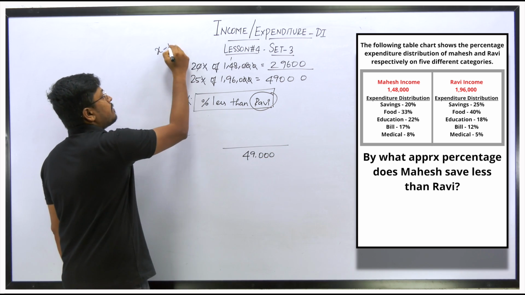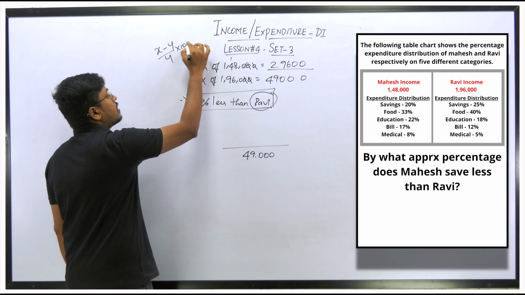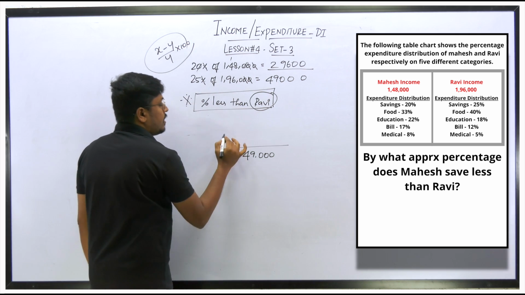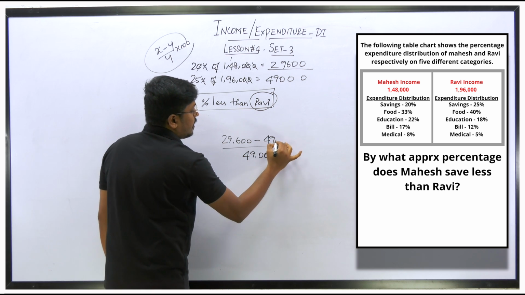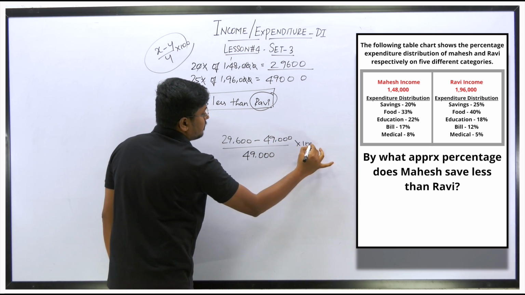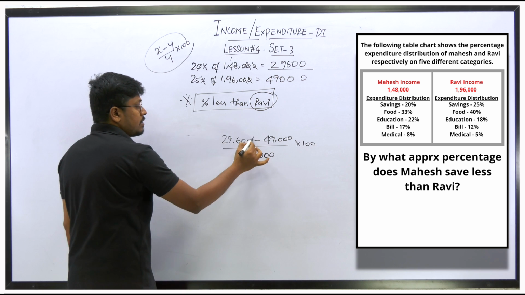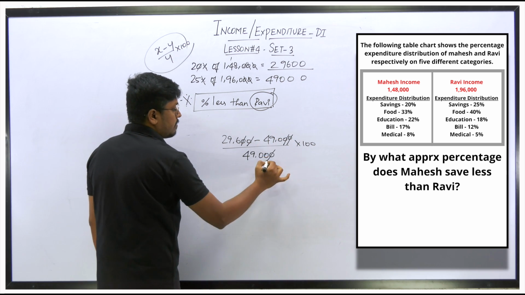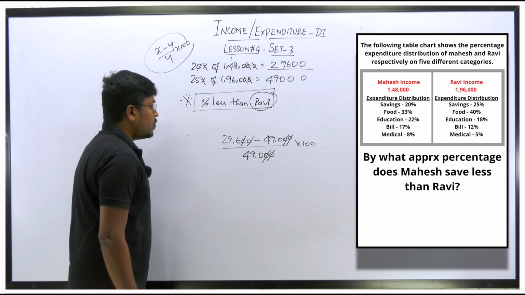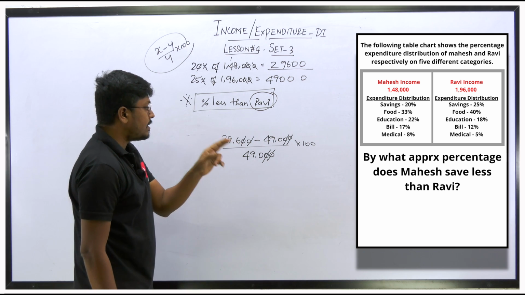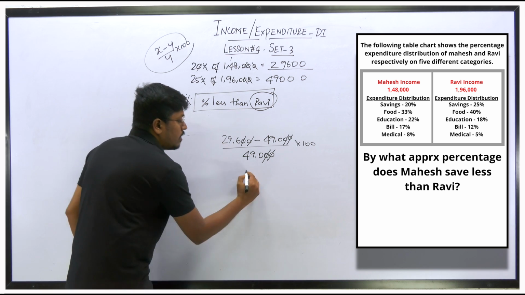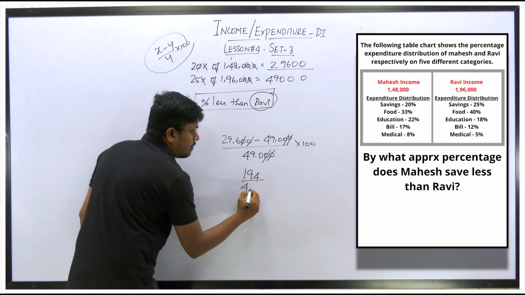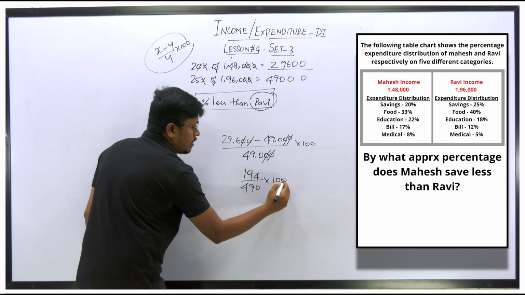The formula is (x minus y) divided by y into 100. Understood or not, right? So 29,600 minus 49,000, into 100. Got it? Now I think we can cancel 20 here, similarly 20 here. So 296 and 296 and 490. When you subtract 296 from 490, we get 194. So 194 divided by 490 into 100, you can cancel.